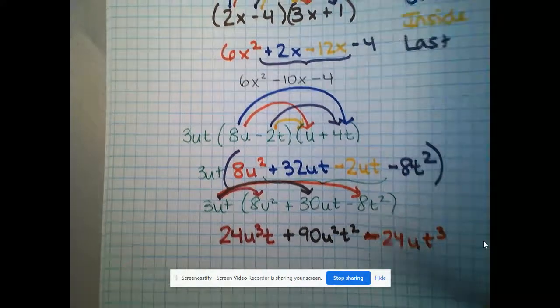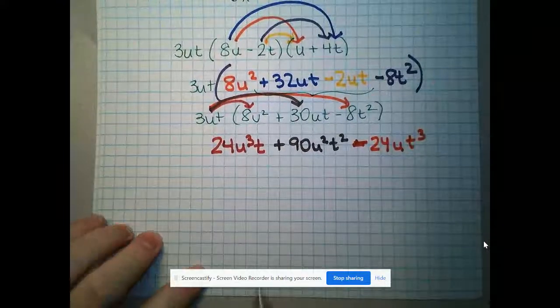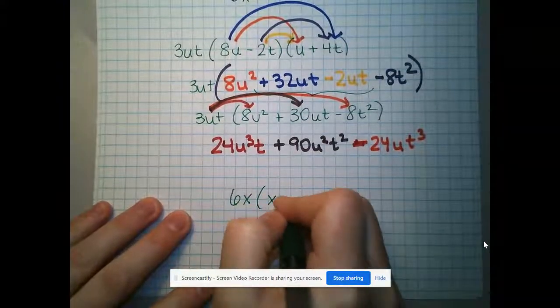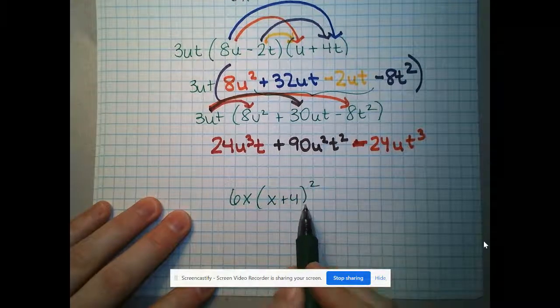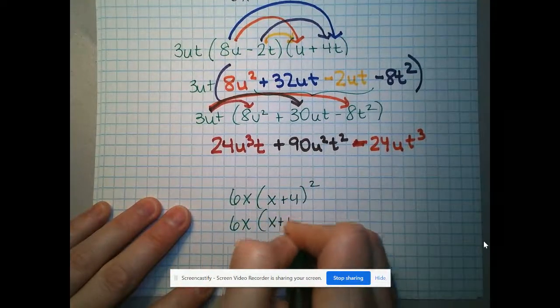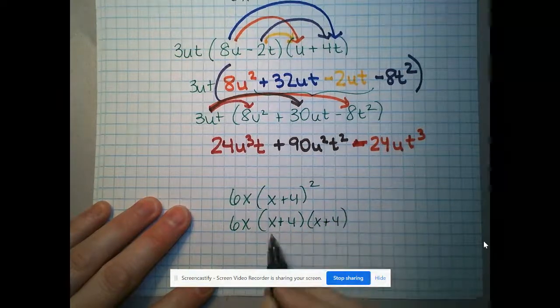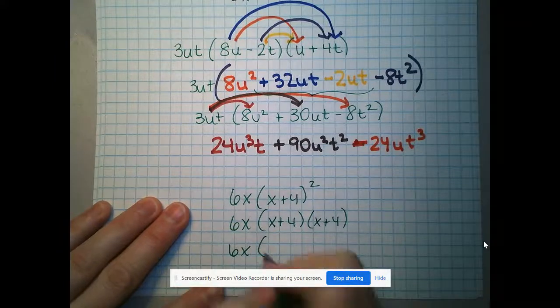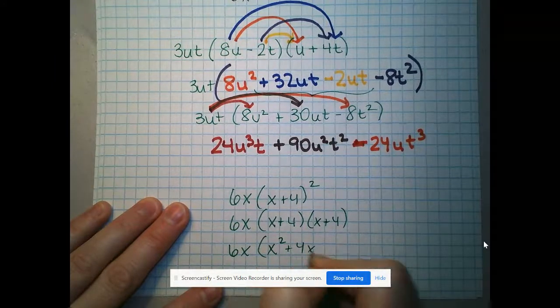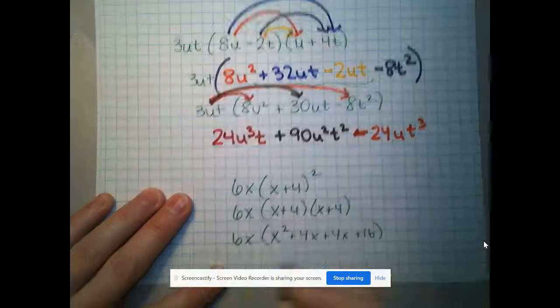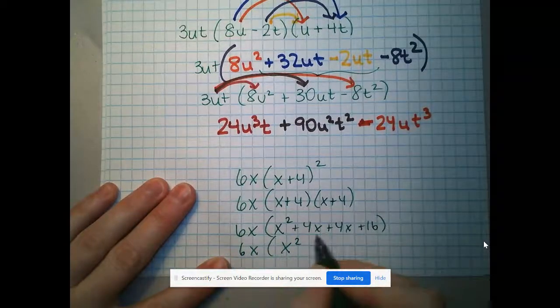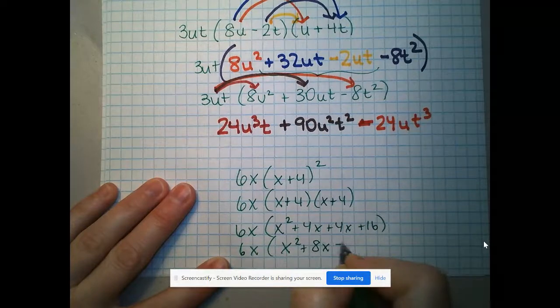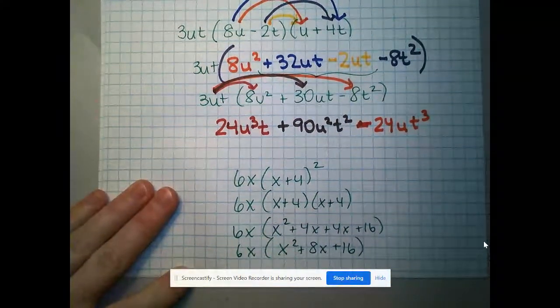I'm not going to do the last one out fully, but I do want to mention that if you have anything with, let's say, x plus 4 squared, you have to write it out. It's x plus 4 times x plus 4, and you multiply those first, the same way I did at the top with FOIL: first, outside, inside, last. The 6x is just going to hang around and wait. X squared plus 4x plus 4x plus 16, until you get those plus 4x and plus 4x combined, and then you can distribute the 6x, which is the last step.